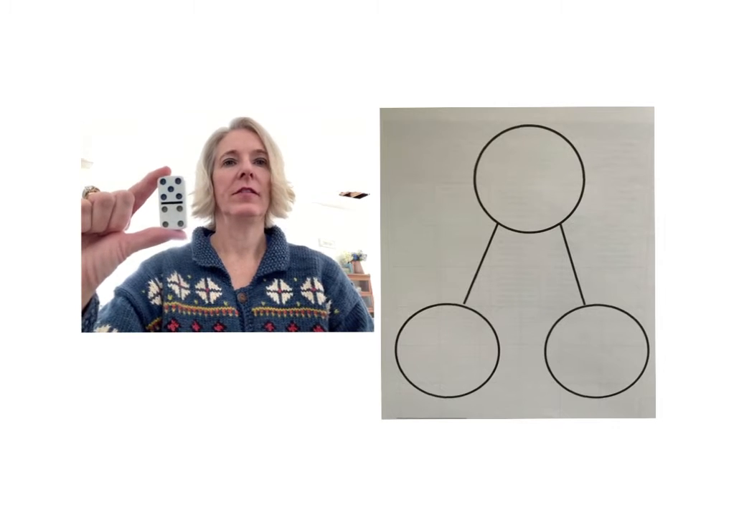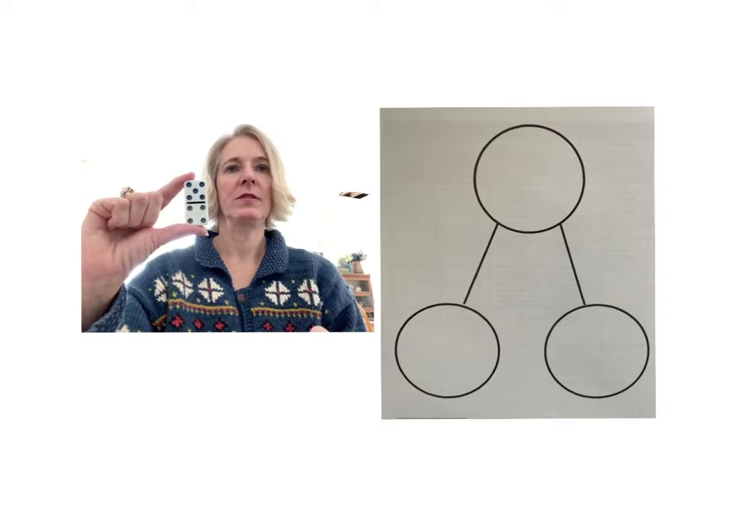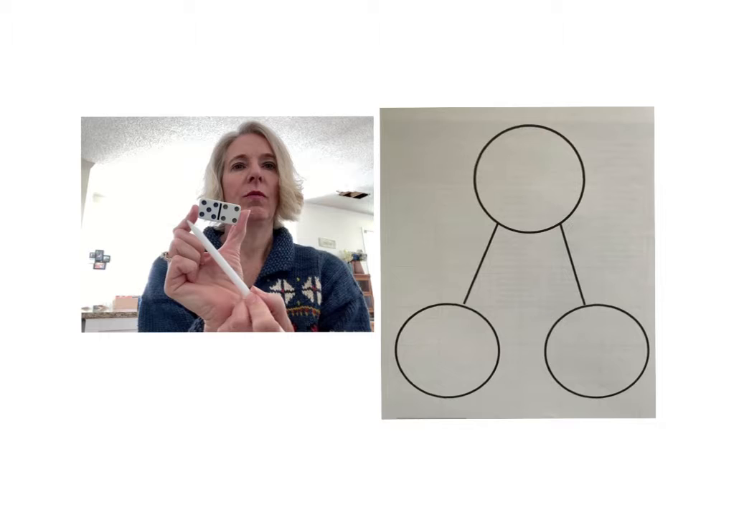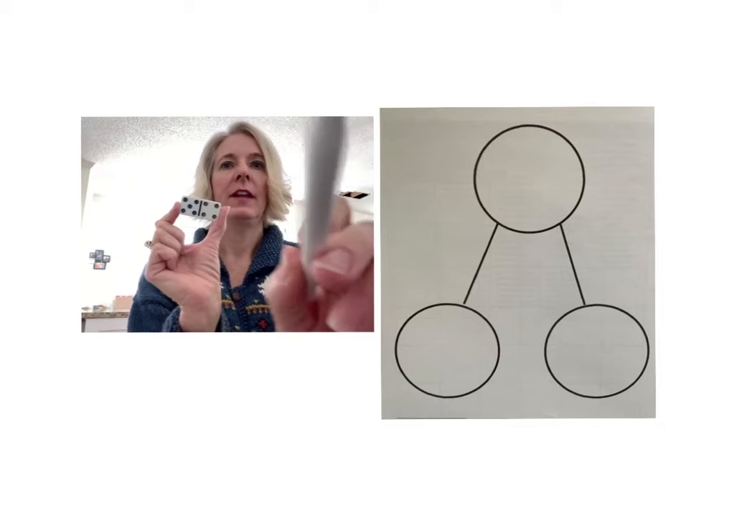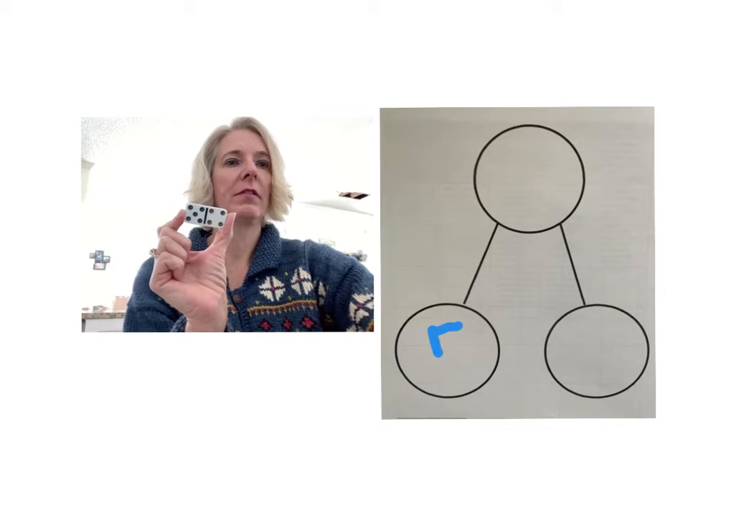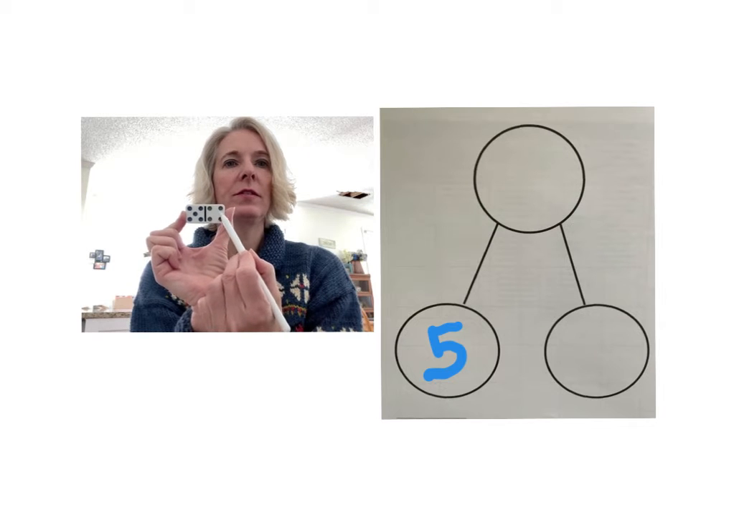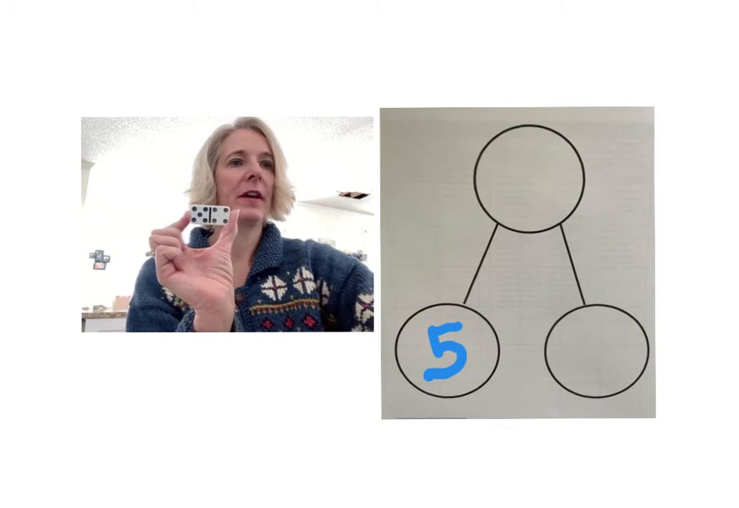You're going to take the first part, which on this one is the 5. So I see 1, 2, 3, 4, 5. That's the first part of my number bond, 5. The second part is, let's see, 1, 2, 3, 4. So that's the second part of our number bond.